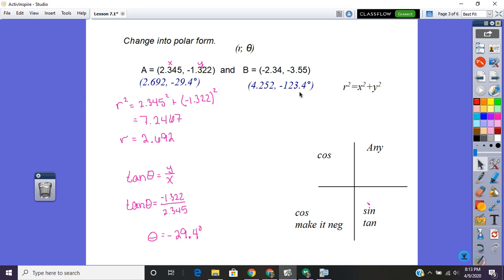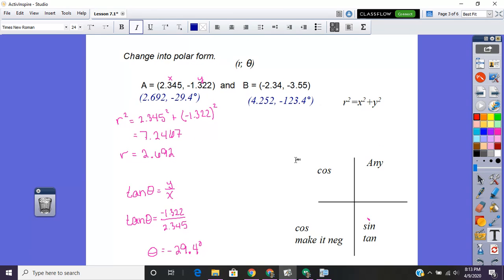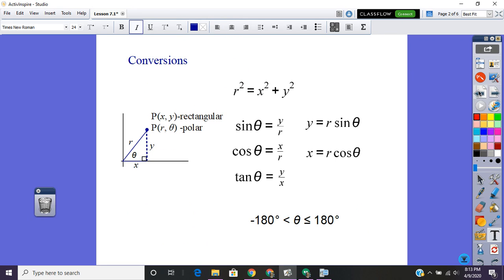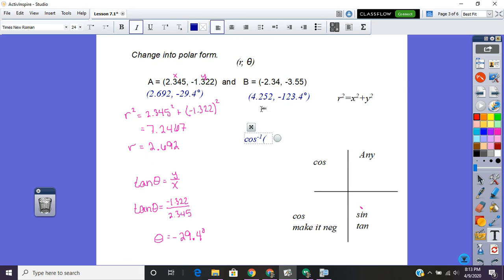To find theta, I used cosine. So I did cosine inverse. And then to use your cosine, if you recall, it is the x over r. So x here is negative 2.34, and then our r was our answer we found, which was 4.252. Now, like I said, I would leave this exact in the calculator, so I actually did cosine inverse of negative 2.34 divided by, and then I went up and grabbed that answer.